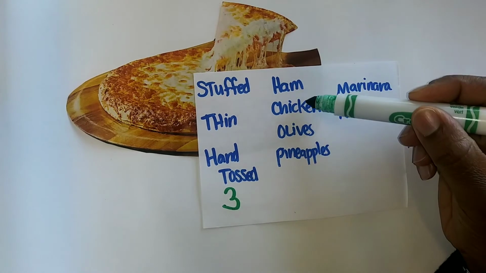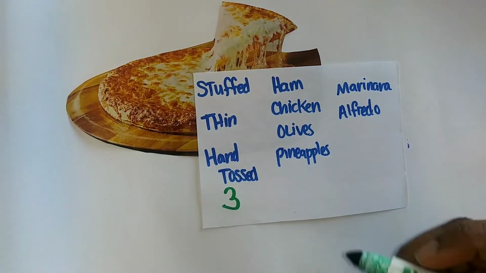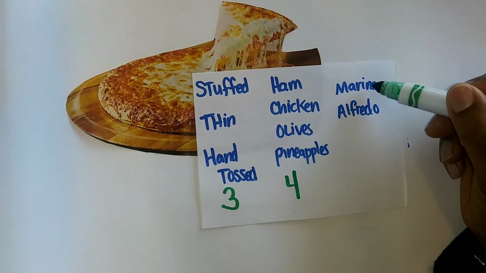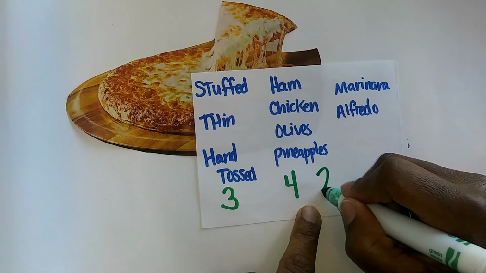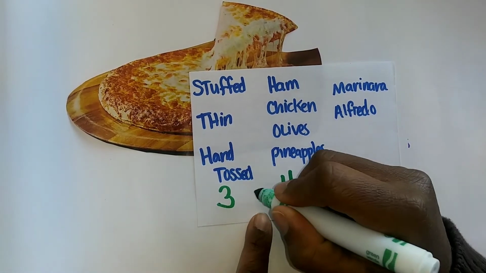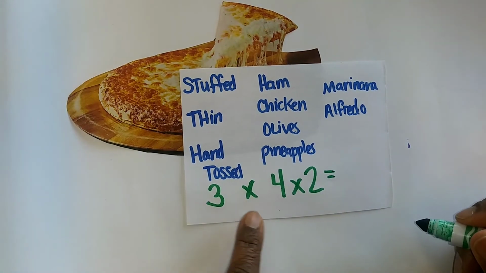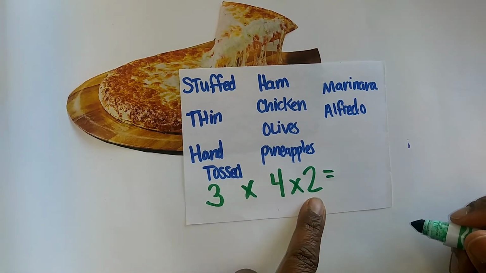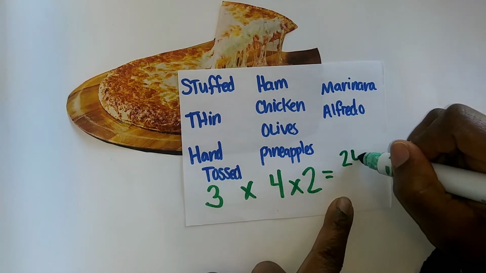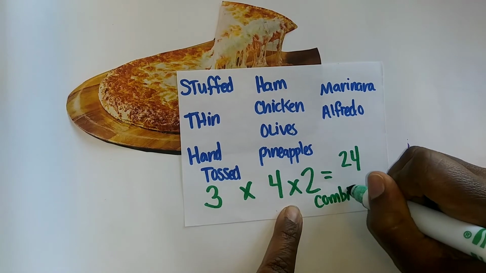I can choose from ham, chicken, olives, or pineapples because it's late and this is all they have left. So that's 4 options. And then with the sauce, I can get the red marinara or the white Alfredo sauce, which are 2 options. So if I was to find out the possible combinations, the quickest way is to multiply these. 3 times 4 is 12. And 12 times 2 is 24. So there's 24 possible combinations.